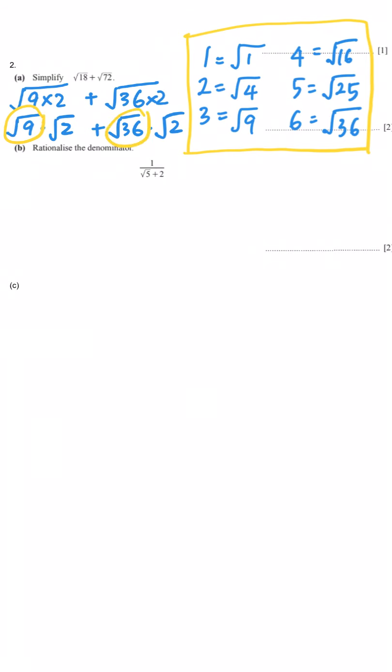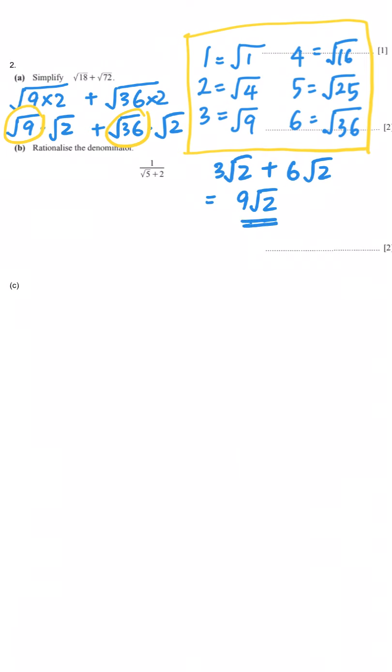So what will happen is 3√2 + 6√2. This is like 3x + 6x, something like that, so we can imagine it that way. So that will be 9x, which is 9√2. So this will be the answer.